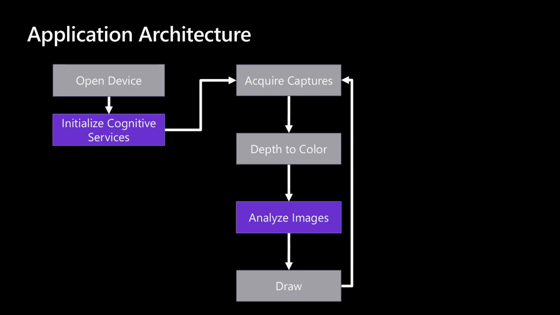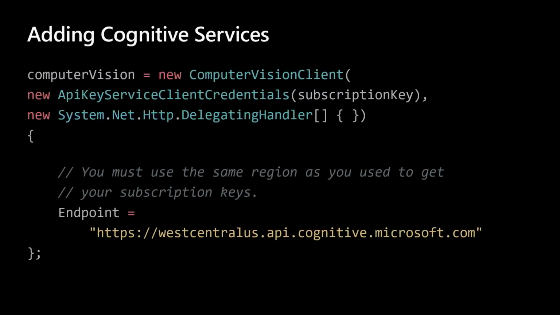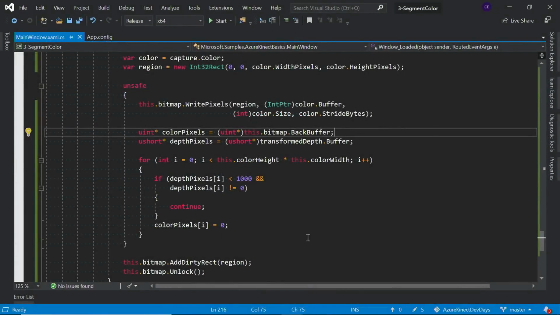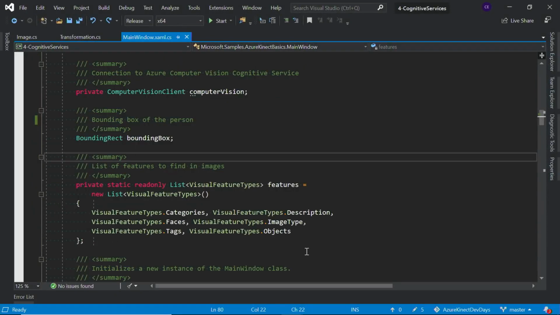So at the same time we open the device, we're going to initialize our connection up to cognitive services. And then instead of performing the segmentation step that we just added, we're going to be analyzing the images instead. Also, I'm not going to show this step in Visual Studio. I added the NuGet package for the computer vision service into the application. All right, so let's hop back over here and switch over to another window. From that NuGet package, I've created our computer vision client and named it Computer Vision.